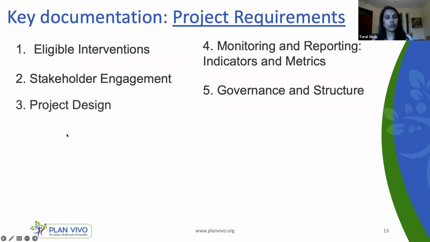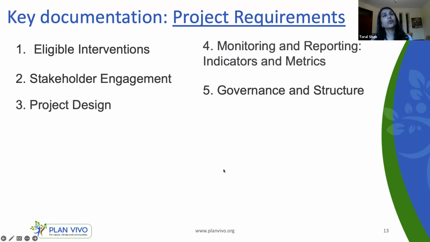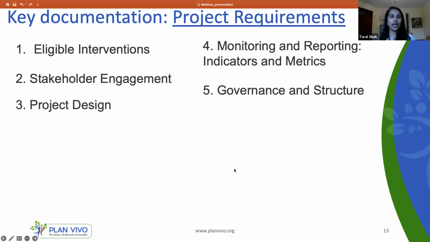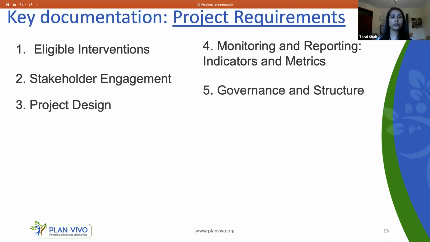The third section is the project design, which outlines baselines, theory of change throughout the project, technical specifications, and more. The fourth section is monitoring and reporting, which includes details about the biodiversity, socioeconomic and environmental metrics and indicators that have been chosen throughout the project. And finally, governance and structure, which, as the name suggests, details the governance structure of the project, the legal and regulatory compliance framework, and the financial plan.